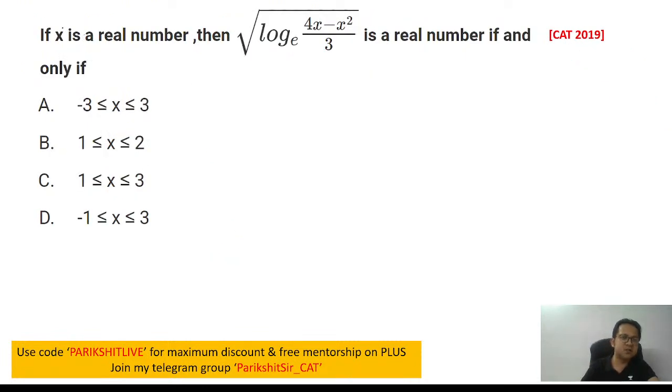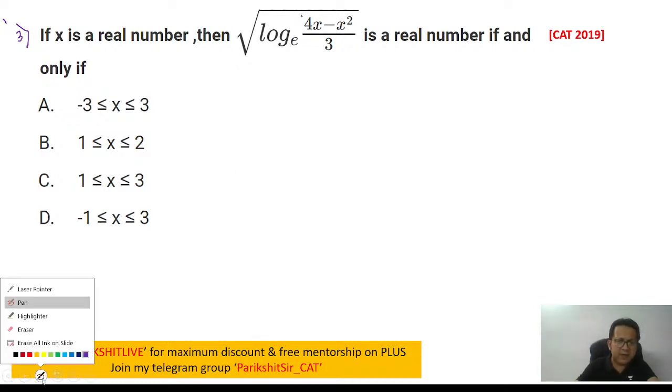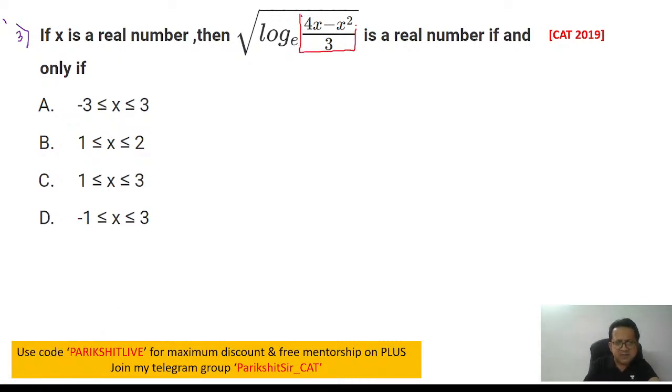Number 3. Okay, let's look at number 3. If x is a real number, then log of this given part is a real number if and only if. Now, think about it. Log of anything is only defined if this part, remember we need the range of x. Log of any number will only be defined if this part that I put inside the box is greater than or equal to 1. Will you agree? Log 1 is 0. Anything less than 1 is not defined.